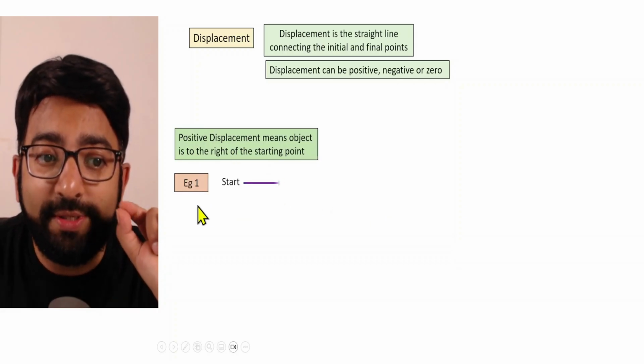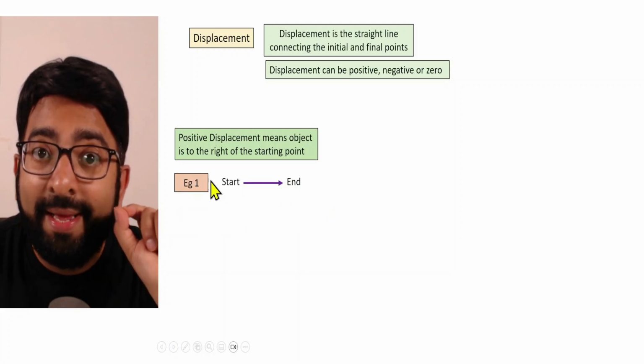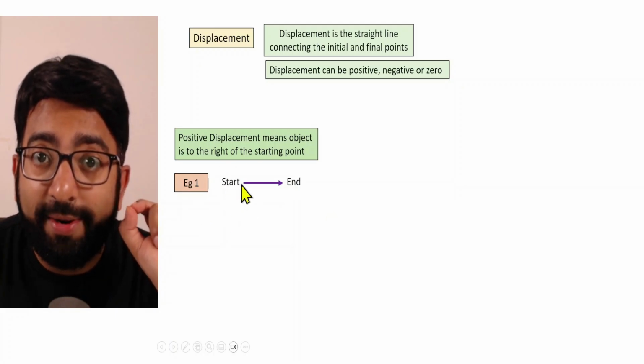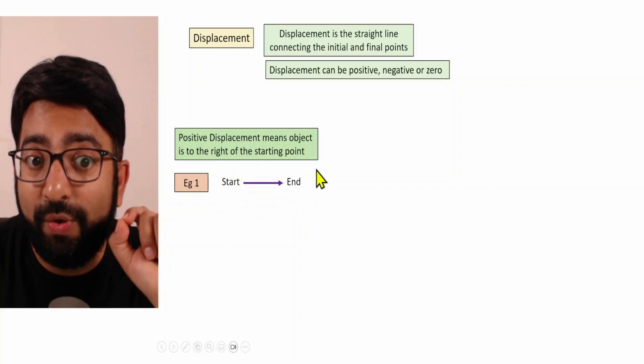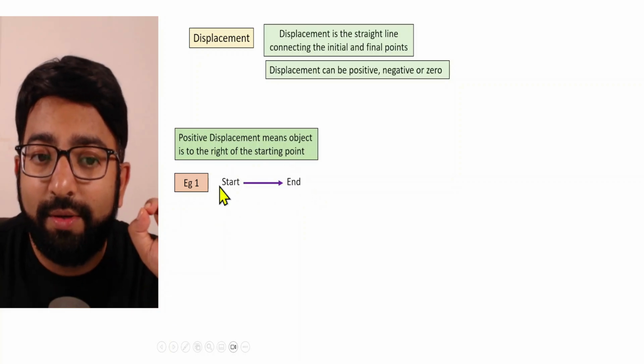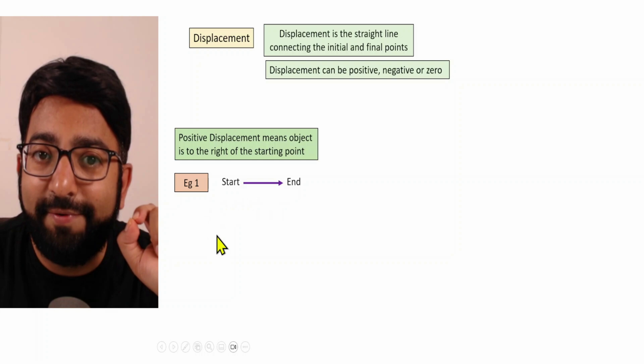So, let us consider a few examples. Example number one: if the particle is starting from this point and it is traveling towards the right hand side, so the end is to the right side of the start, this is considered positive displacement.